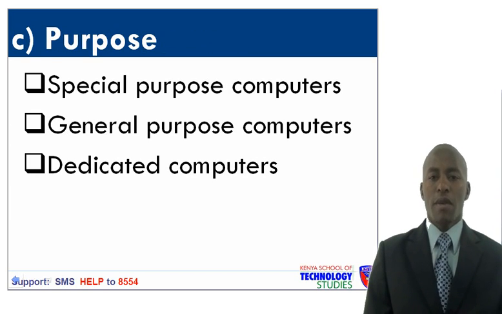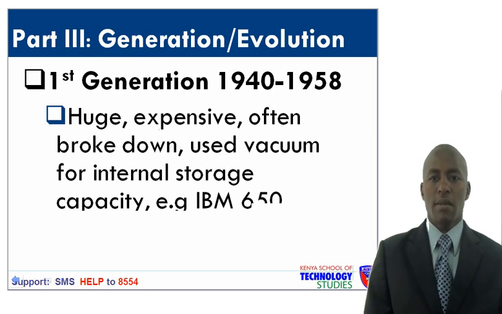Under purpose, we have 3 types. We have special purpose computers designed to perform a specific task only. We also have general purpose computers. These computers have been designed to perform a wide range of tasks. We have the last one, dedicated computers. These are general purpose computers that are committed to a specific task only, i.e. dedicated to word processing task.